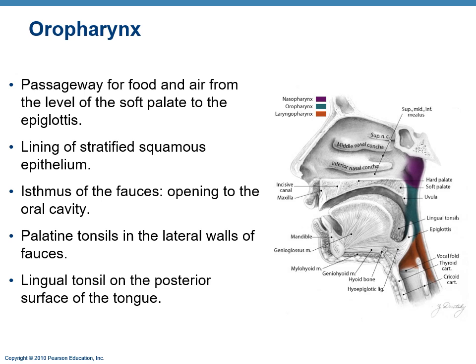The oropharynx extends from an area called the isthmus of the fauces, which is the opening to the oral cavity, and then goes down to the palatine tonsils in the lateral walls of the fauces and the lingual tonsil on the posterior aspect of the tongue.